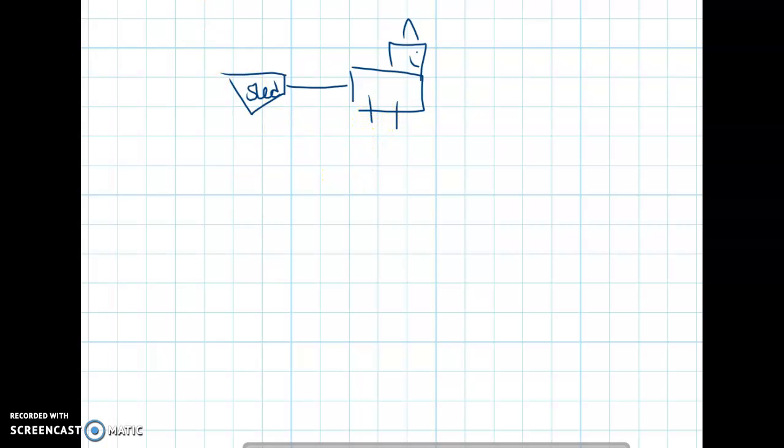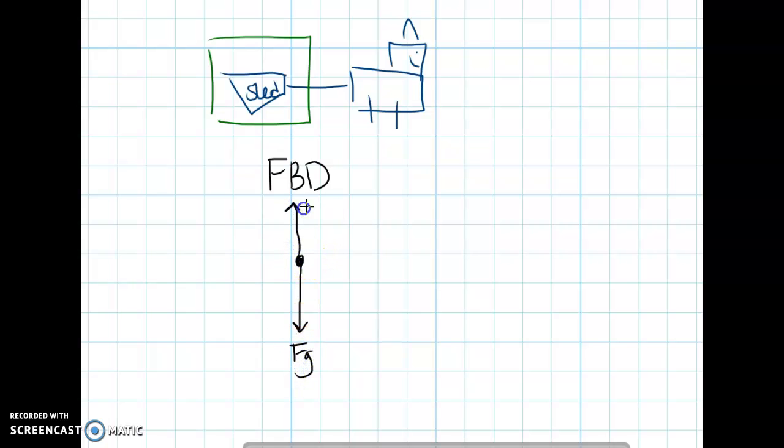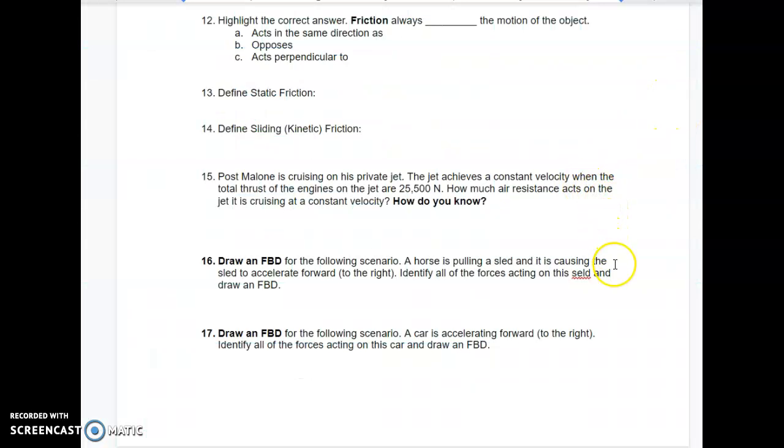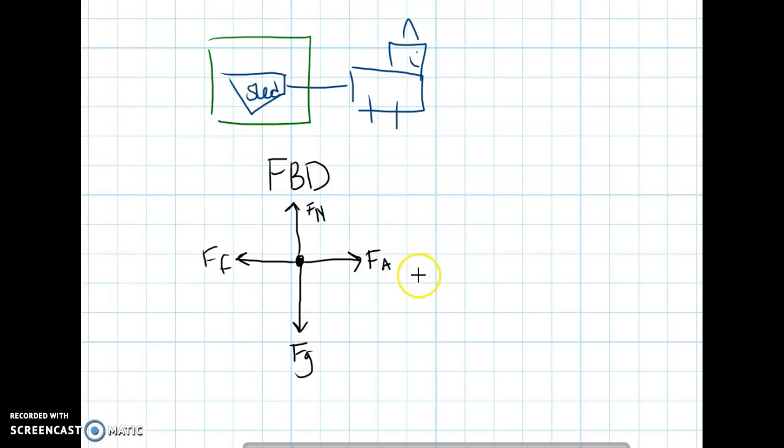Okay. So again, the object that we want to focus on is this sled. So let's identify all of the forces that are acting on the sled. So again, the sled can be represented by the center of mass dot. So we have the weight, we have the support force, we have the force applied from the horse, and then we have this frictional force. Okay, so another thing that we are given in this problem is that it's at a constant velocity. Oh, sorry, it's accelerating forward. So the force applied has to be greater than the frictional force.